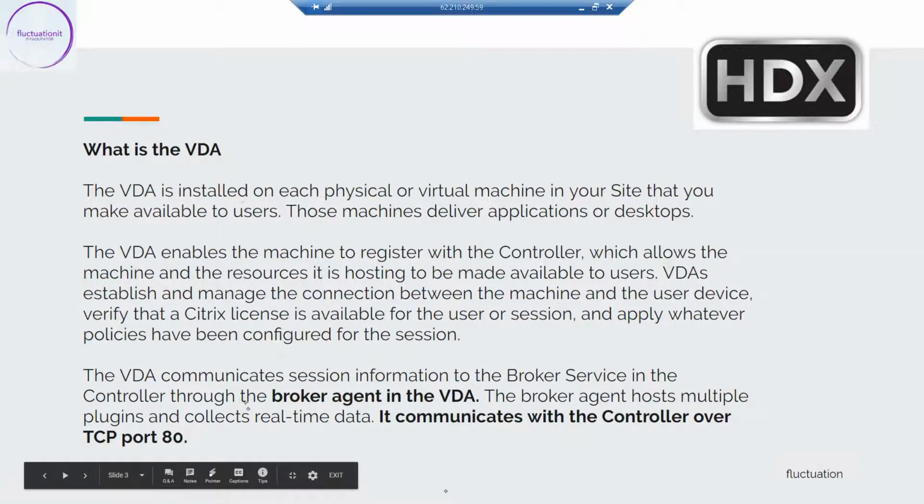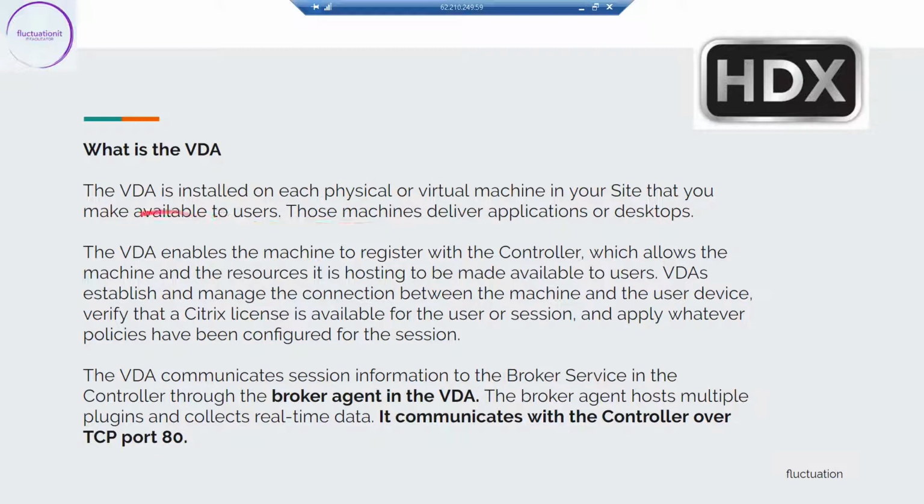So the VDA is installed on each physical machine or VM in your site that you make available to users. Those machines deliver applications or desktops. The VDA enables the machine to register with the controller. Remember, hey, I'm here. So if you have, for example, 200 VDAs on 200 Windows 10 machines, so for a virtual desktop, all the machines will say, hello, controller, how are you?